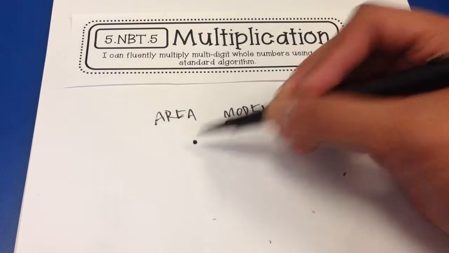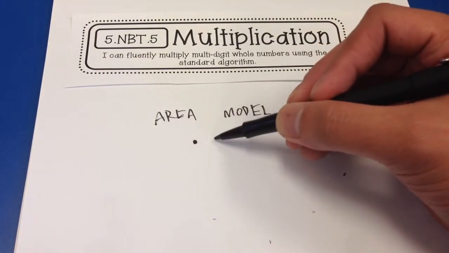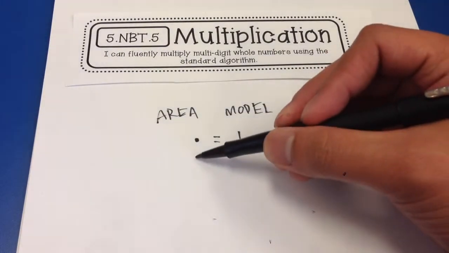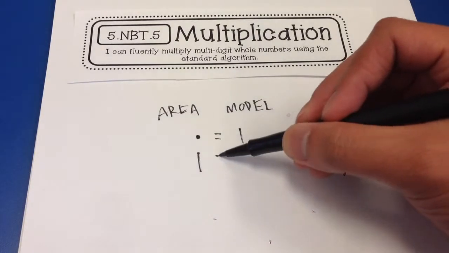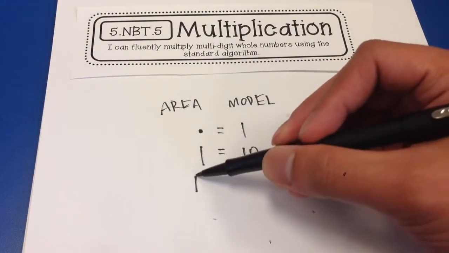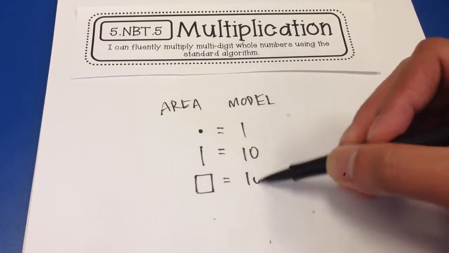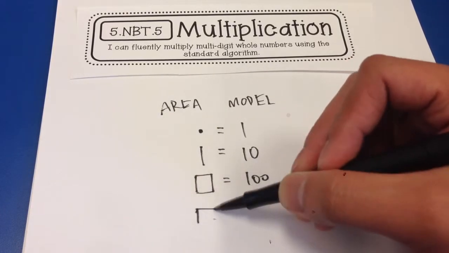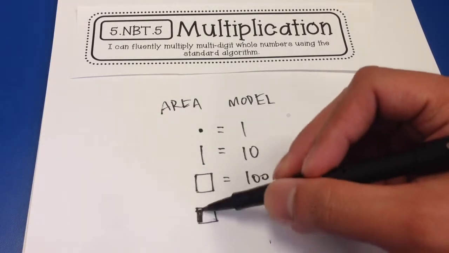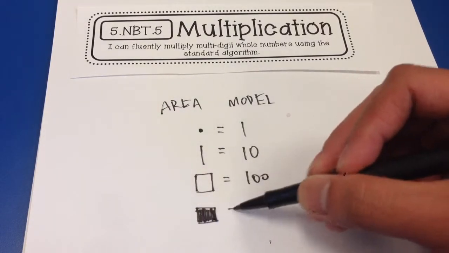I'm going to use a dot to equal 1. I'm going to use a line like that to equal 10. I'm going to use a square or a flat to equal 100. And I am going to represent a cube or 1,000 by a shaded in square.